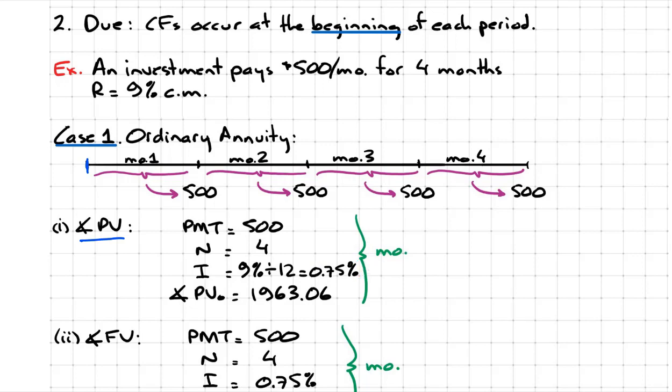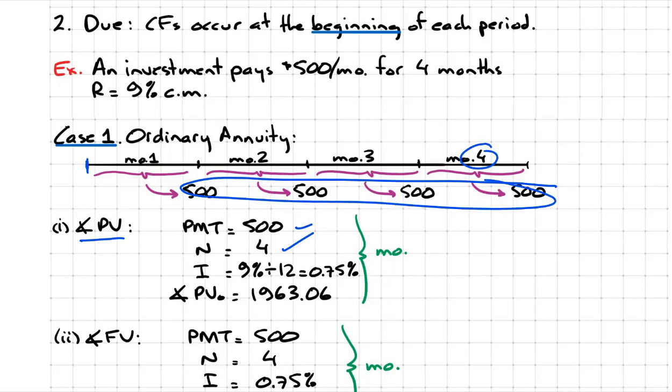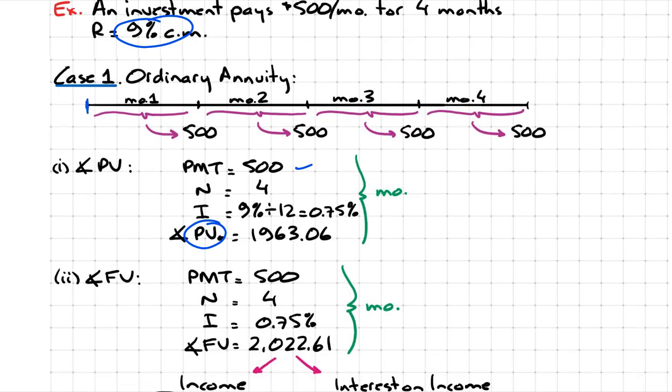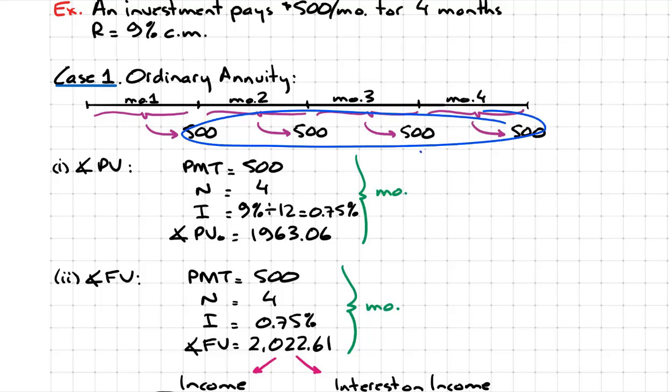And that's it. So once we've entered all this in, you can see that there's our $500 for 4 months, right? And here's our 9% compounded monthly. There it is. So then we just tell our calculator to compute what that cash flow stream is worth today. And that would work out to 1963.06.